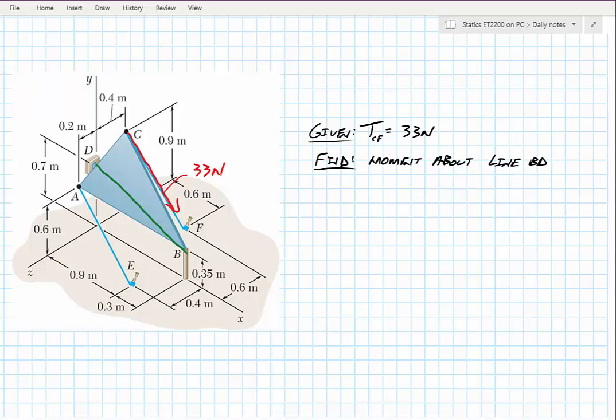So the first step in these problems is to say, well, I need to draw it out with my vector, which I see is 33 newtons. I need to find my line, which I see as BD, and then I also need some kind of radial arm. So for my radial arm, I need to go from the line out to this force. Now this could actually be anywhere along here.